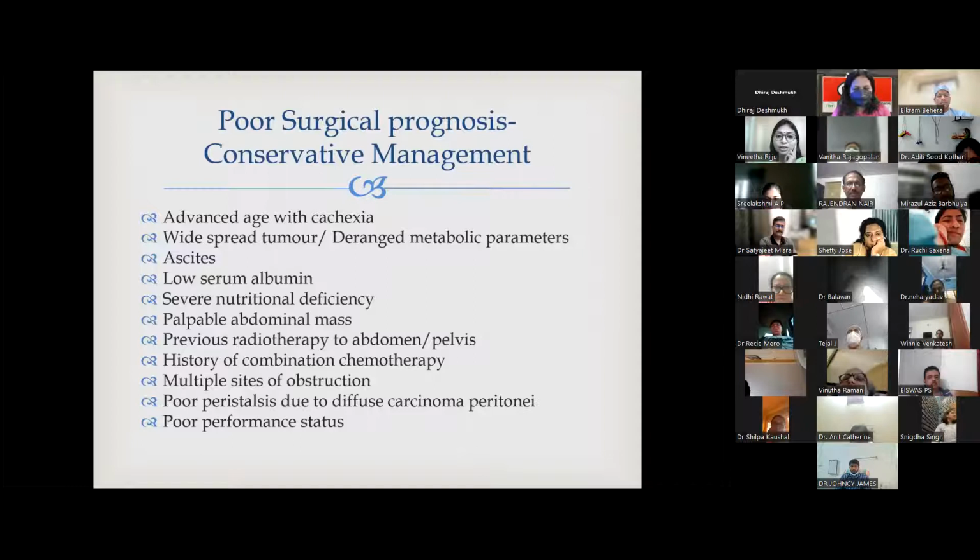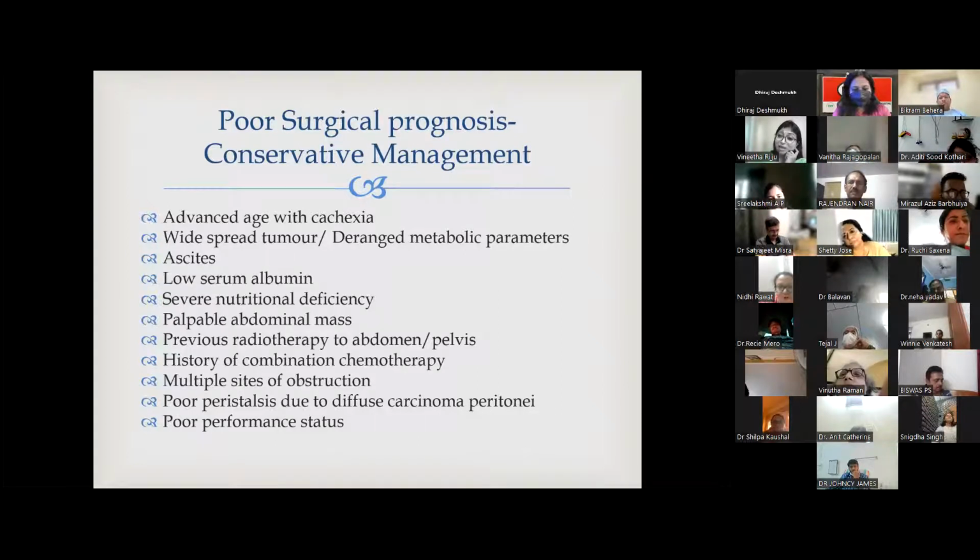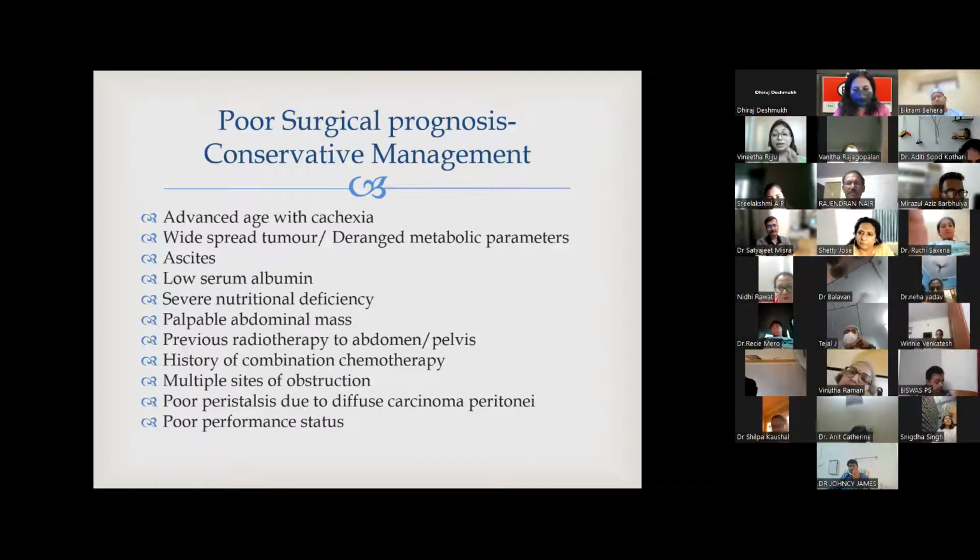There are going to be multiple adhesions contributing to obstructions. Now, history of combination chemotherapy, what I meant here is different lines of chemotherapy. First line chemotherapy, second line chemotherapy. It tells you that the patient has progressed further despite different lines of chemotherapy, which tells you that it is anyway a poor prognosis disease. Again, multiple sites of obstruction, poor peristalsis because of carcinomatosis peritonei, and poor performance status. So all these are factors which tell you that this patient has to go in only for conservative management.